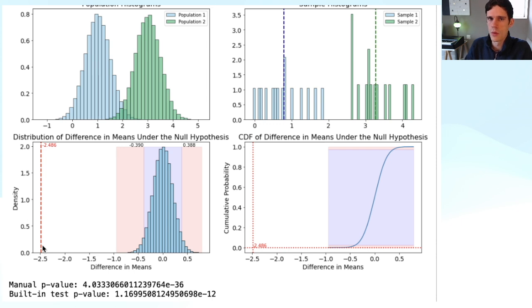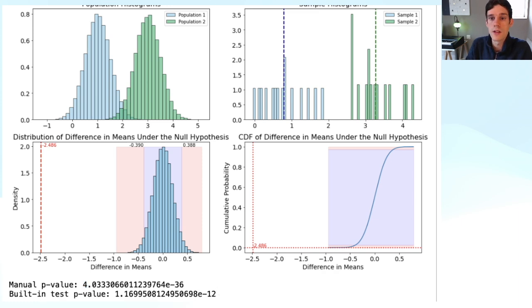And thus, there will be almost zero values of this distribution that are more extreme than this observed value. And thus, the corresponding p-values are indeed tiny. The way to see this is to look at this e minus 36 and this e minus 12 at the end of this number. This indicates the number of zeros after the decimal point. So this will be a 4 with 36 zeros in front of it. So a very tiny number, basically 0.